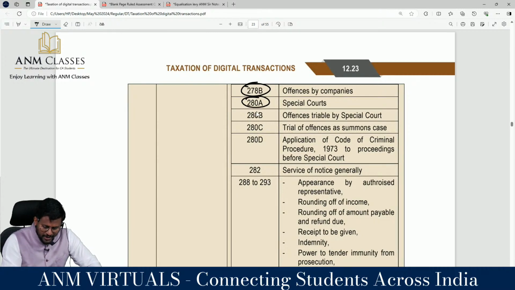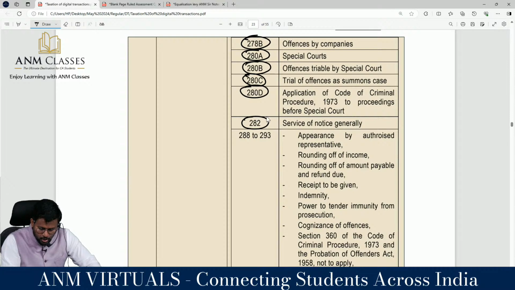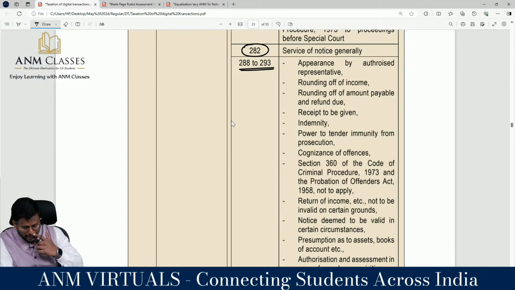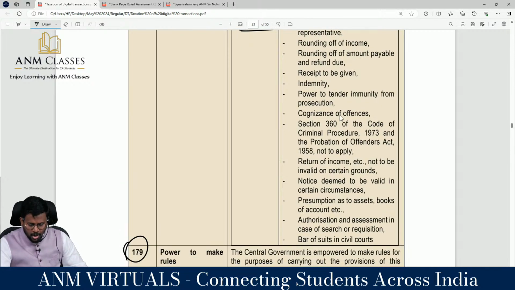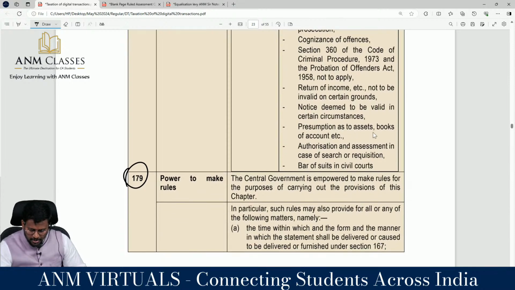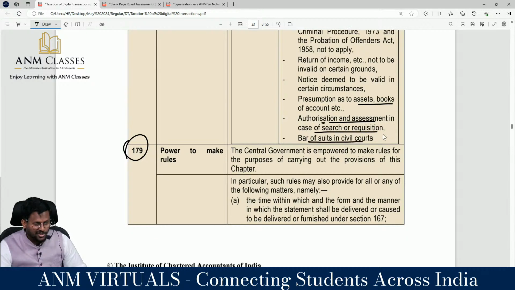280A, special courts. 280B, offences triable by any court. 280C, trial of offence as summons case. 280D, application of Code of Criminal Procedure. 282, service of notice generally. 288 to 293, appearance by authorized representative. 288, rounding of income, rounding of amount payable and refund due, receipt to be given, indemnity, power to tender indemnity, immunity from prosecution, cognizance of offence. 360 of Code of Criminal Procedure, a return of income not to be invalid on certain grounds, notice deemed to be valid in certain grounds, presumption as to assets, books of accounts, authorization and assessment in case of search and requisition, bar of suit in civil court. This many sections are there in the Income Tax Act.